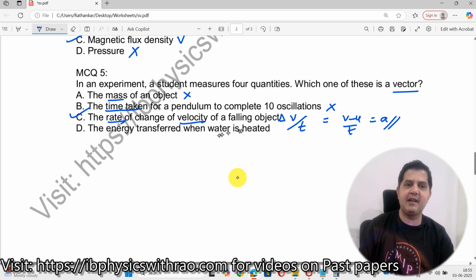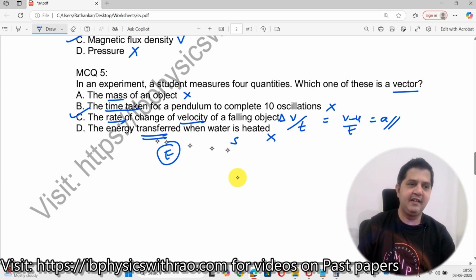Energy transferred when water is heated. What is energy? Here also we looked at energy in the previous question. Energy is a scalar. So this is also incorrect. That's the right answer, C.